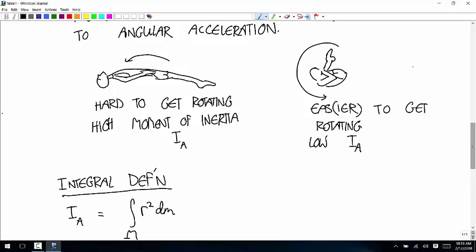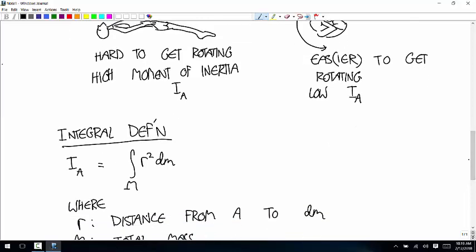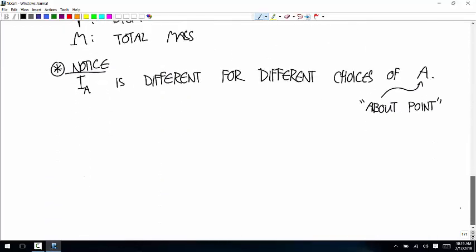Okay, so let me just give you the formulas. I'm going to give you formulas for the moment of inertia for 4 common shapes.